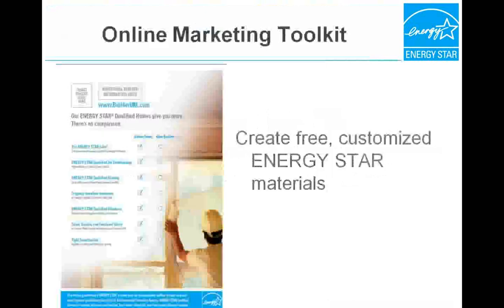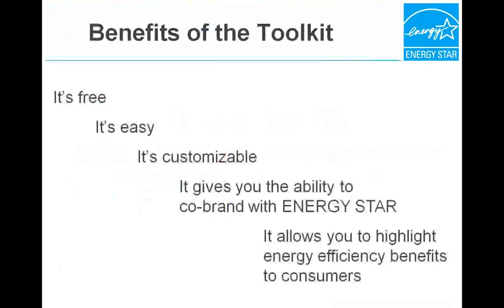The online marketing toolkit is a great free resource that allows builders to create customized point-of-sale materials in just a few minutes. You can include company-specific information such as contact information, website addresses, logos, and also select and customize consumer messages, features, and benefits to focus on. Here are a couple benefits of the toolkit. It's free, it's easy to use, it has customizable templates, it gives you the ability to co-brand with Energy Star using the Energy Star name, logo, templates and look and feel of the document, and also it allows you to highlight energy efficiency benefits to consumers.